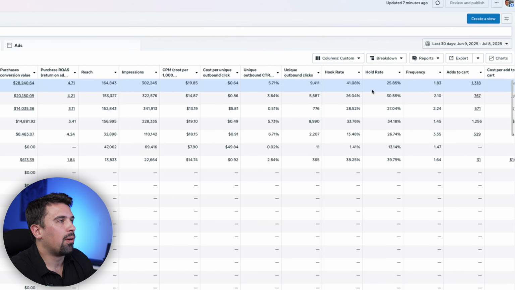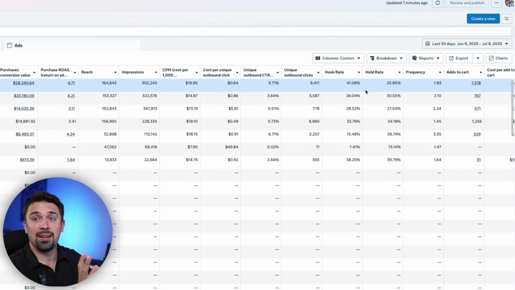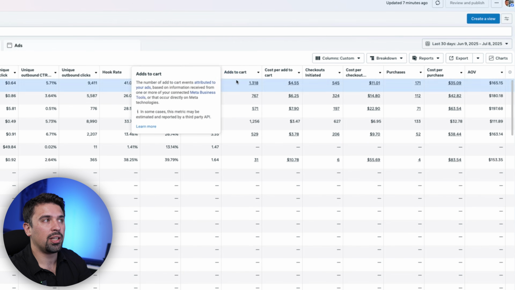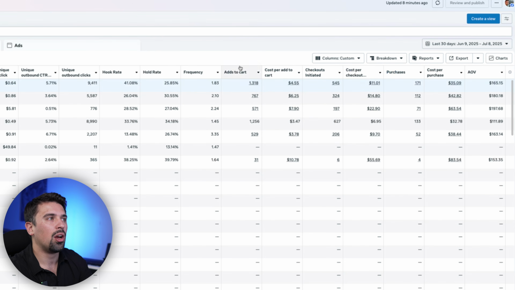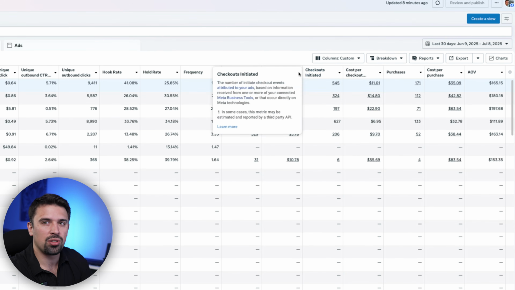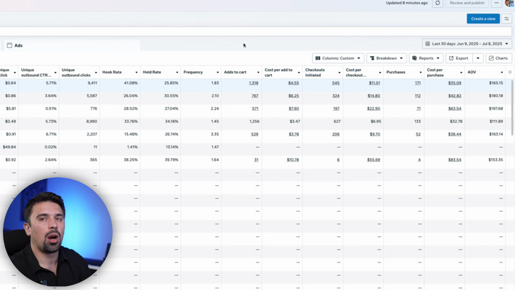Now, if those metrics look fine, they look normal and they're driving traffic, but I still see, for example, a really high cost per result, then I would start looking over here at my adds to carts, my checkouts initiated, my purchases, to see, okay, are my ratios off? Is there something going on with my ratios? Are people dropping off after they add to cart, right?